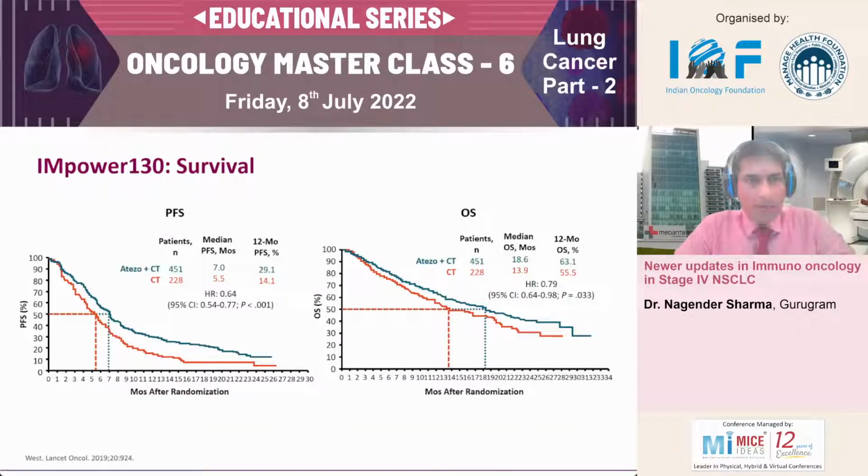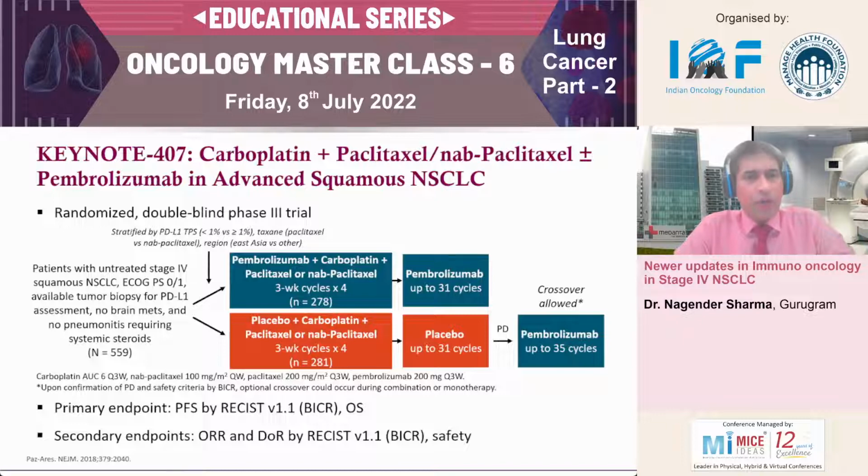So the IMpower130 trial also is favoring the atezolizumab plus chemotherapy arm. The median PFS was 7 months, hazard ratio 0.64, median overall survival 18.6 months, and hazard ratio 0.79, favoring the experimental arm.